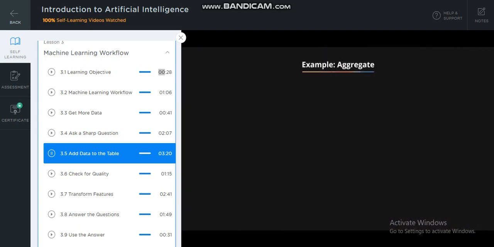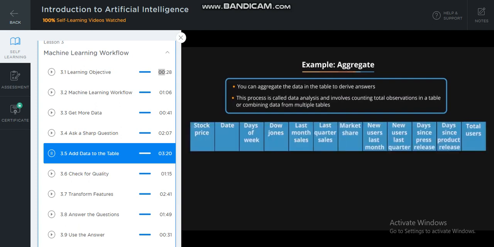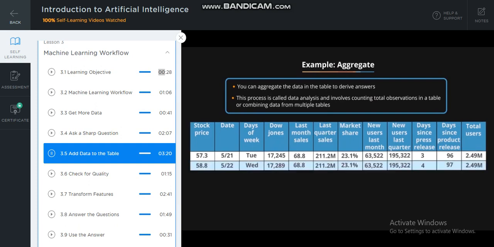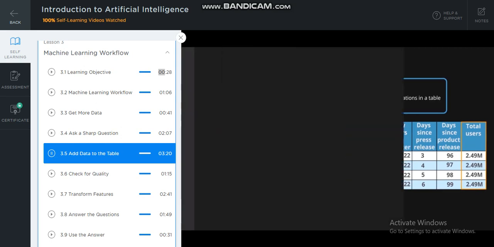Once we have inserted the data in the table, we need to focus on the aggregate of table data. It means either counting the total observations in a table and/or combining multiple table data to answer a particular question. This brings us to the next step of machine learning workflow, which is the data analysis.